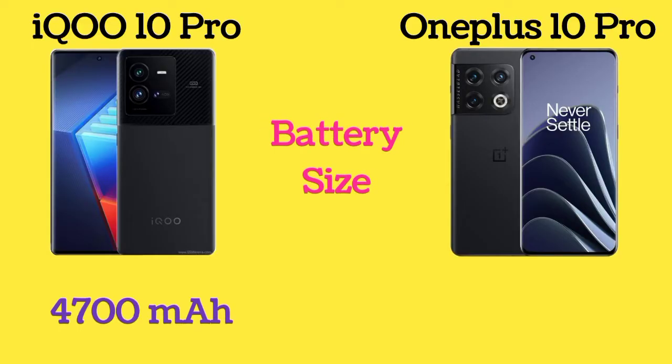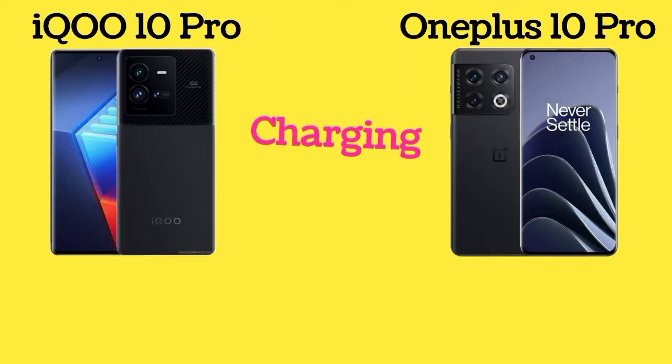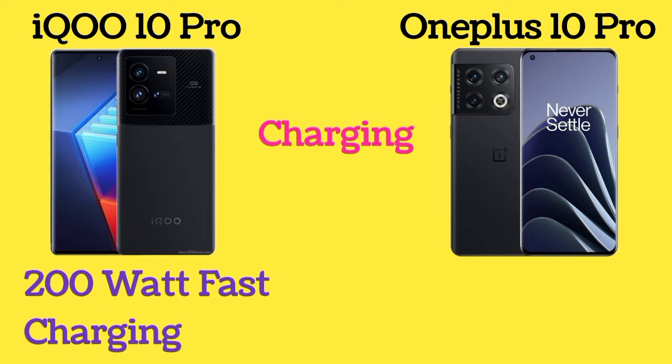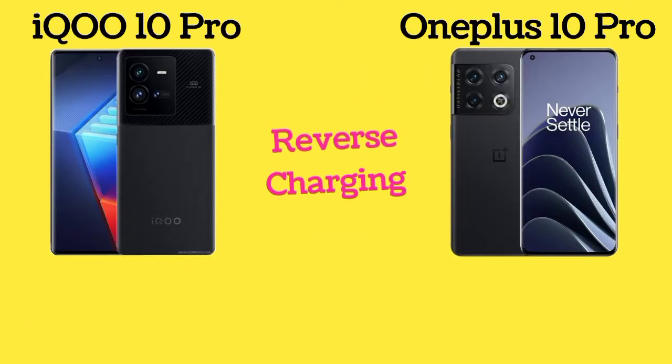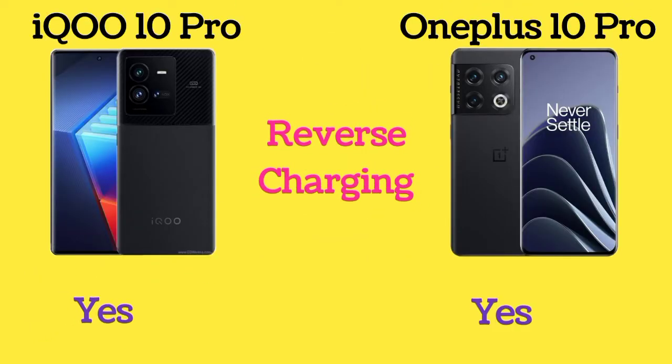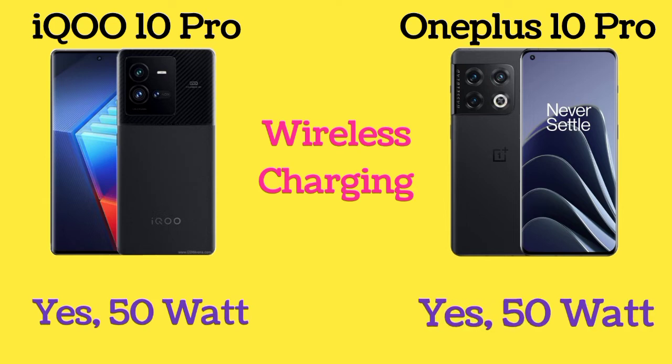iQOO 10 Pro has 4700 mAh battery and OnePlus 10 Pro has 5000 mAh battery. iQOO 10 Pro has 200 watt fast charging and OnePlus 10 Pro has 80 watt flash charge. iQOO 10 Pro and OnePlus 10 Pro both phones support reverse charging. iQOO 10 Pro and OnePlus 10 Pro both phones have 50 watt wireless charging.